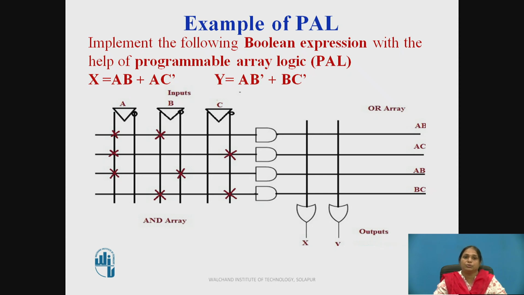So for these given two functions x and y, we are implementing them. As we are using PAL, here four terms are used: AB, AC bar, AB bar, and BC bar, and we are using four AND gates. AB, AC bar, AB bar, and BC bar are connected to four different AND gates, and their outputs are connected to the two functions x and y, where we have the fixed OR gate.